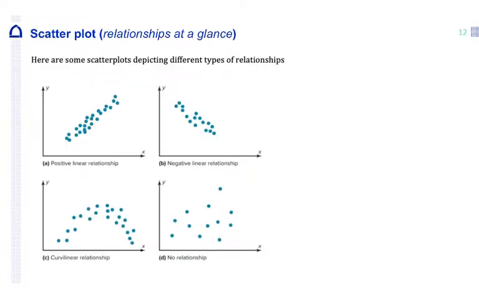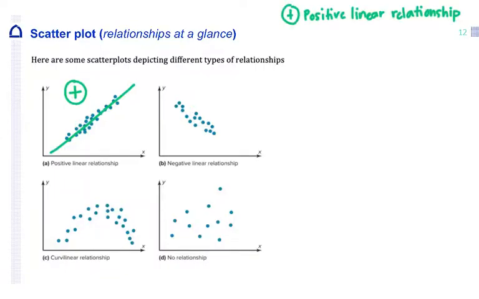So here is a summary of different kinds of scatter plots we might come across. The first one, where you can see the pattern looks like it's close to a straight line and it's going up from left to right. This is called a positive linear relationship. And you can see as the x, or the independent variable, gets bigger, the y, or the dependent variable, also gets bigger. Or you could also notice that as the x, the independent variable, gets smaller, the y also gets smaller. They move in the same direction.